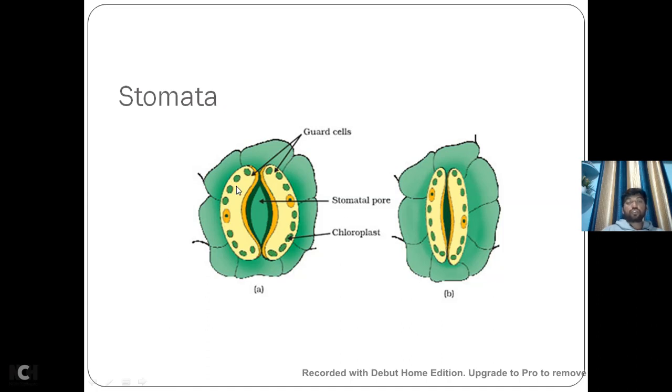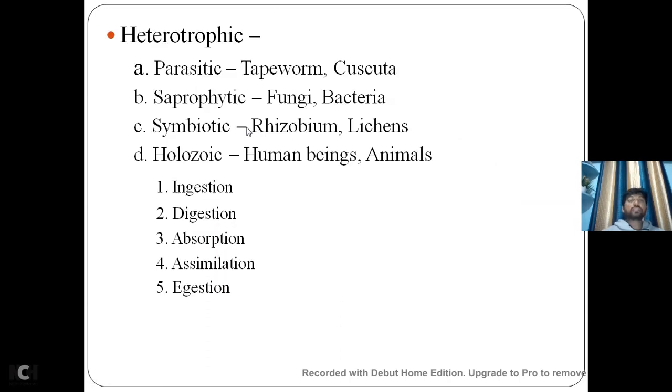It contains two guard cells, which will open when they want carbon dioxide. They will also open when they want to exhale, to remove the oxygen. That is the purpose of stomata. Next, let us move on to the next slide.